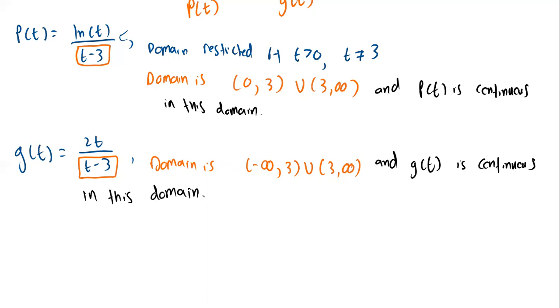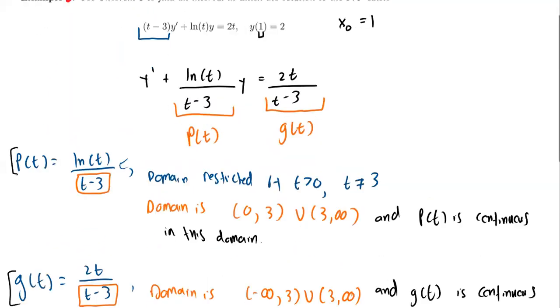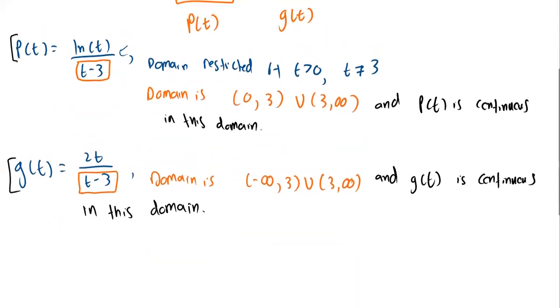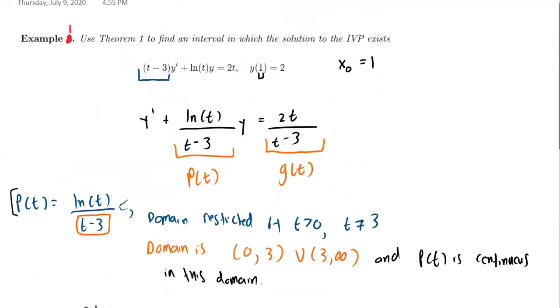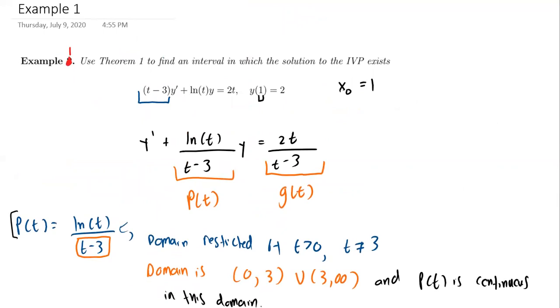Now, what were we looking for? We're looking for an open interval in which both p and g are continuous, and that contains our input for the initial condition, which was x equals 1. So looking at these domains, can you find an open interval on which both p and g are continuous and that contains t equals 1? I think I said x before, just because of the previous example, but working with t, so let's just call it t naught.